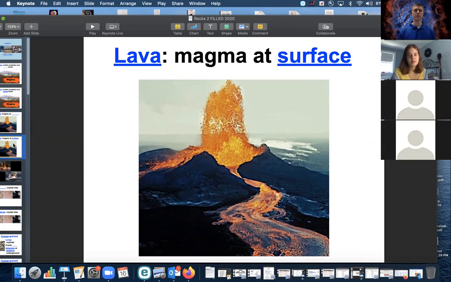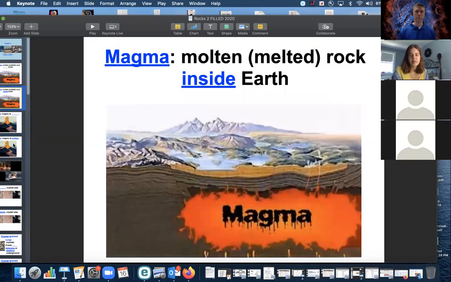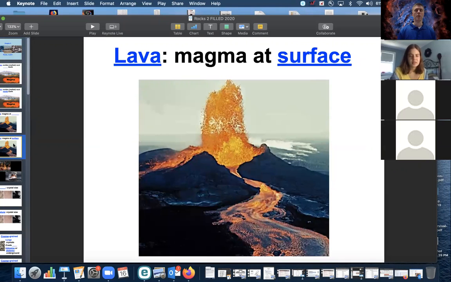Okay, the next one. So when it reaches the surface, it's not underground anymore. Then we call it lava. It's the same stuff. It's just a different term for it.